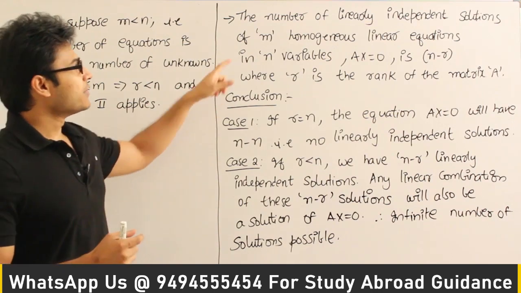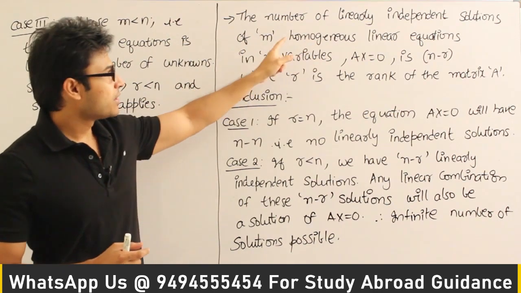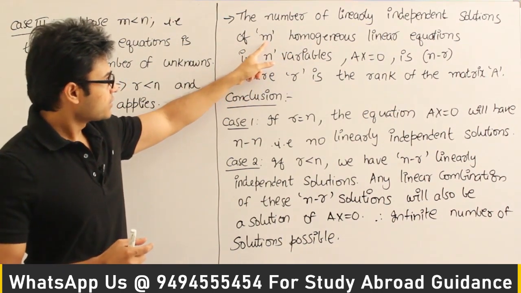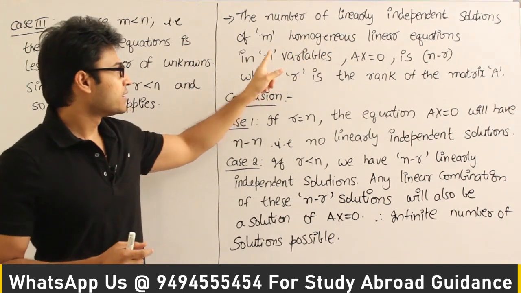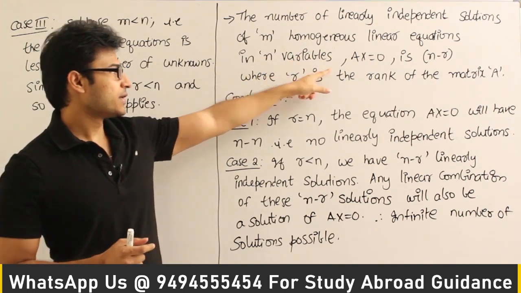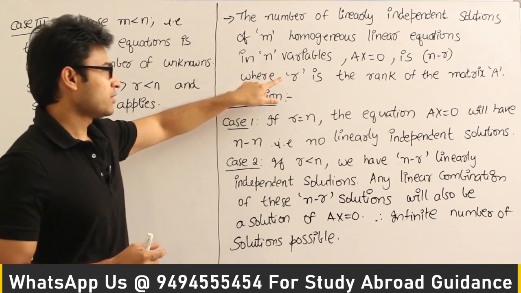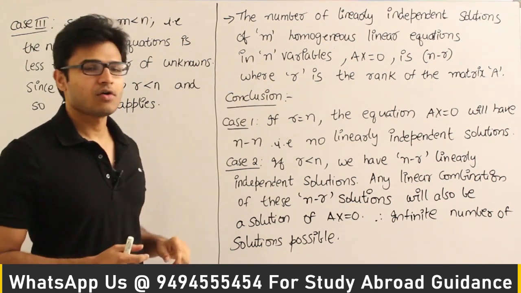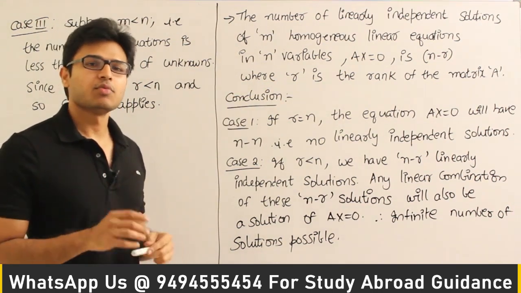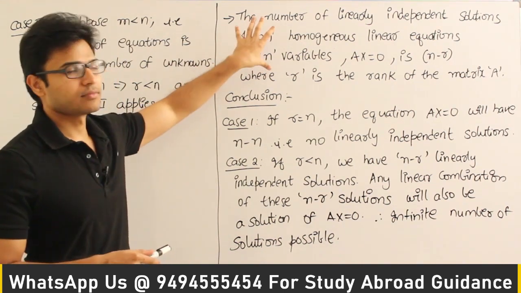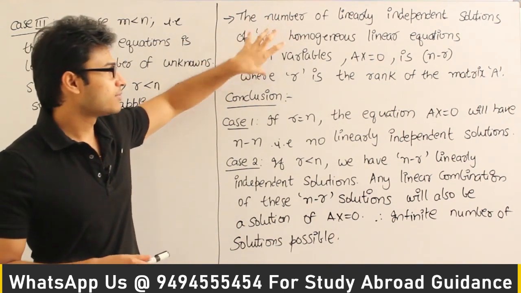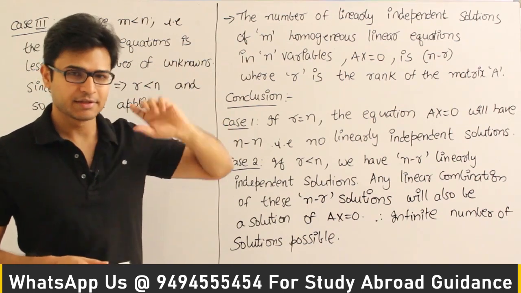So see this, the number of linearly independent solutions of m homogeneous linear equations in n variables AX equal to 0 is n minus r, where r is the rank of matrix A. So this point says that this is actually a theorem. I am not going to prove it. This is a theorem, but I don't want to prove that. It is a lengthy proof.